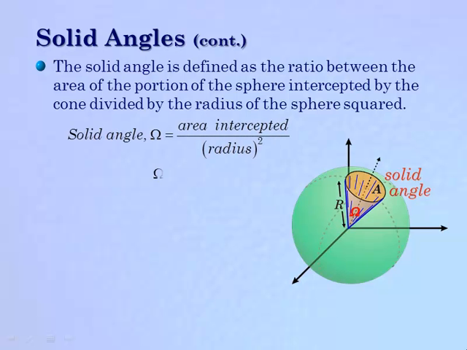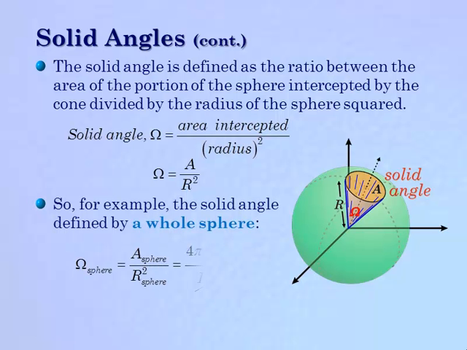So the formula for doing that is the solid angle is equal to the area of the sphere, or part of the sphere that's intercepted there, divided by the radius squared, or how far away it is from the source. So that would be A over R squared.